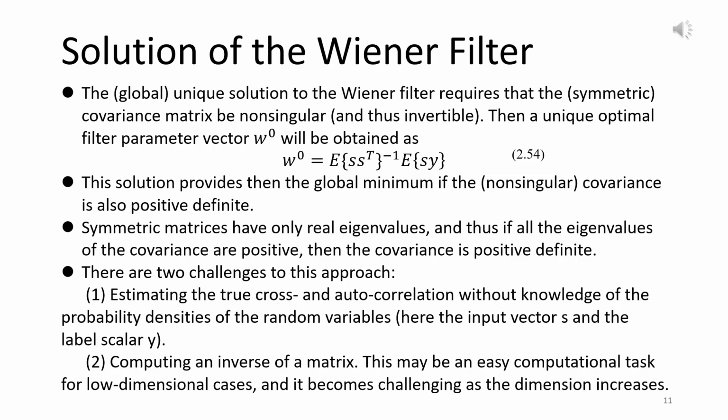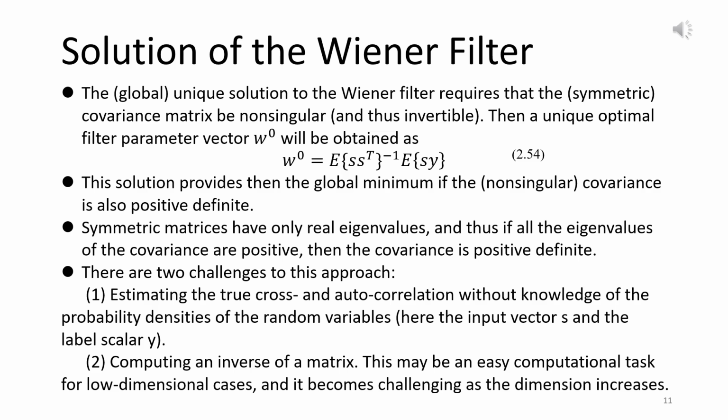If the non-singular covariance is also positive definite, then the solution is the global minimum. Since the covariance is symmetric and symmetric matrices have only real eigenvalues, we can conclude that the covariance is positive definite if all the eigenvalues of the covariance are positive.